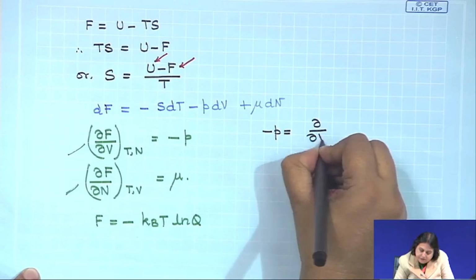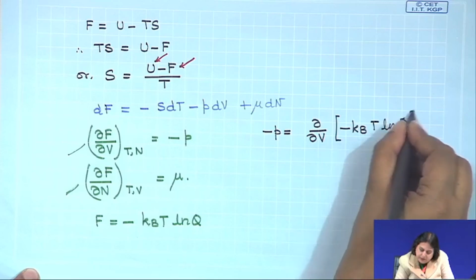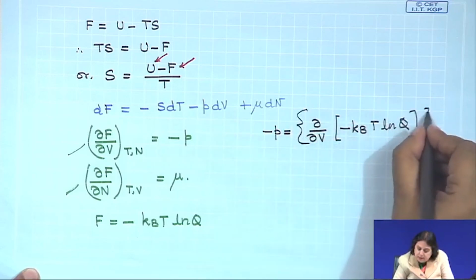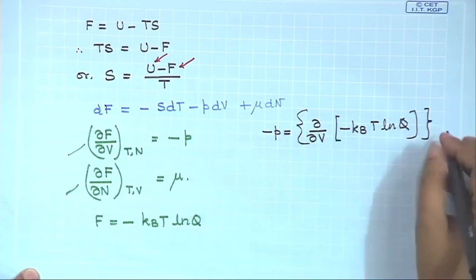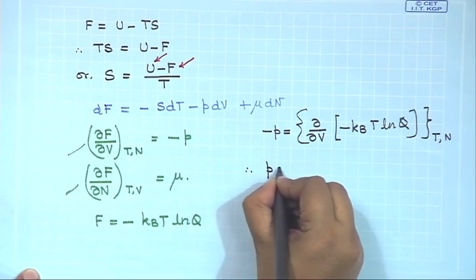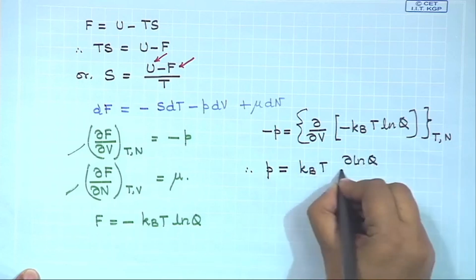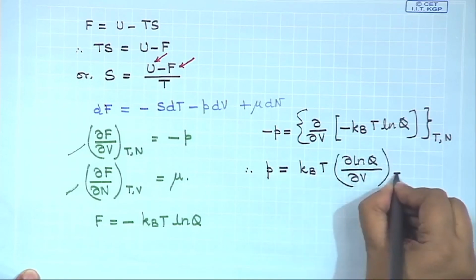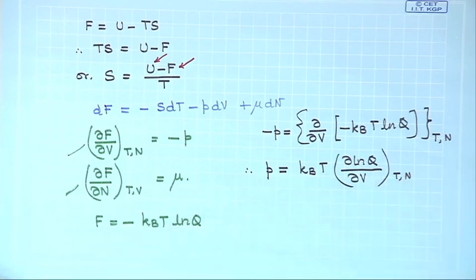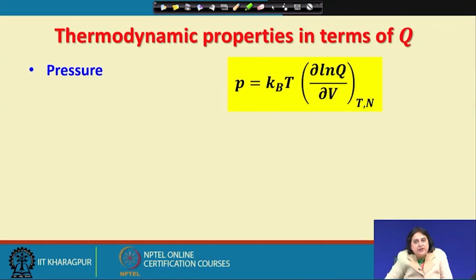del del V of minus kBT ln Q, and this derivative is being done under the condition of constant temperature and number of particles, and therefore, I will be able to write that P is equal to kBT del ln Q del V at constant T, N. That is exactly what we have noted down here, that pressure is equal to kT multiplied by a derivative of natural logarithm of Q with respect to volume, keeping temperature and number of particles constant.